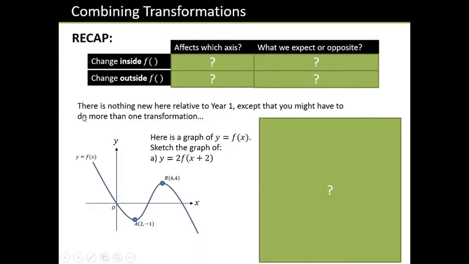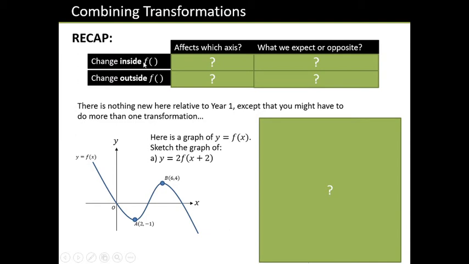So when we were looking at combining transformations, we can just quickly reflect and think about what happens when we change the inside of a function and when we change the outside of a function. So if we are changing the inside, so the input of a function, which axis is affected? Pause the video now and just have a think about what you would put in these 4 squares, even just saying out loud.